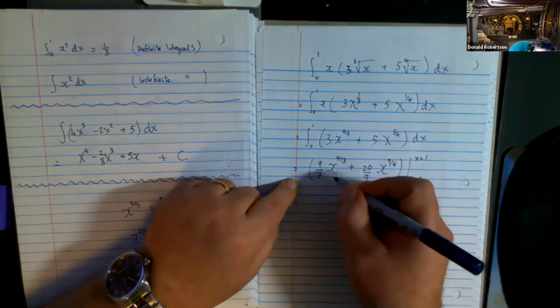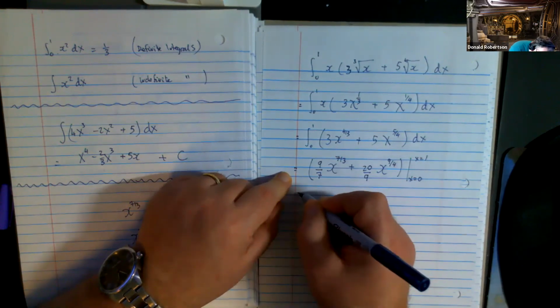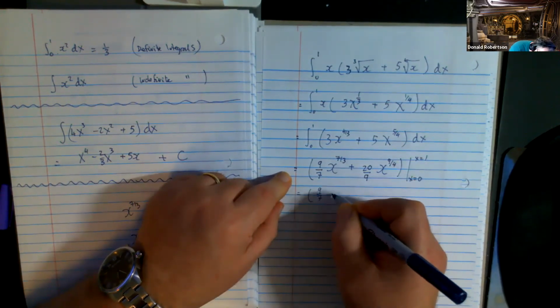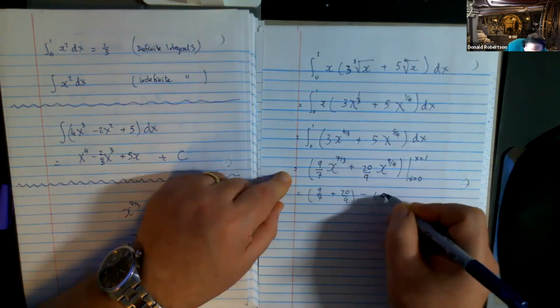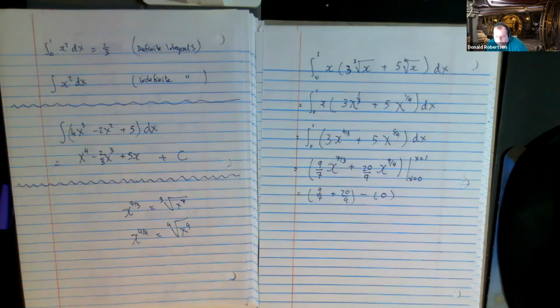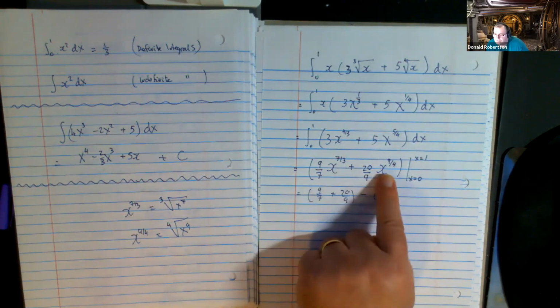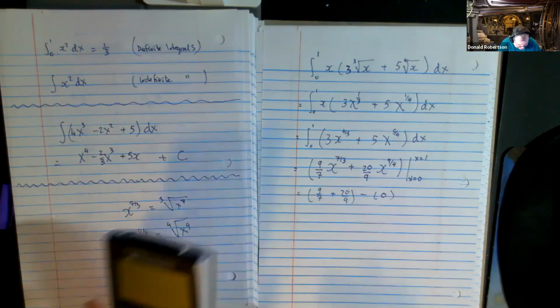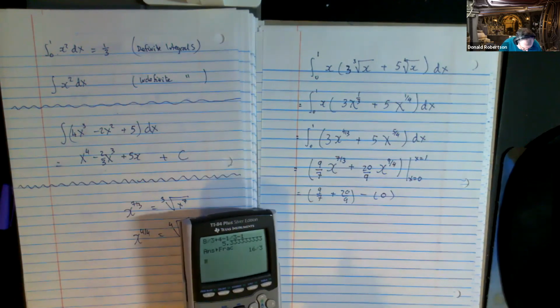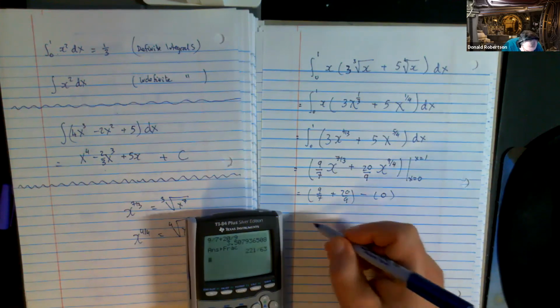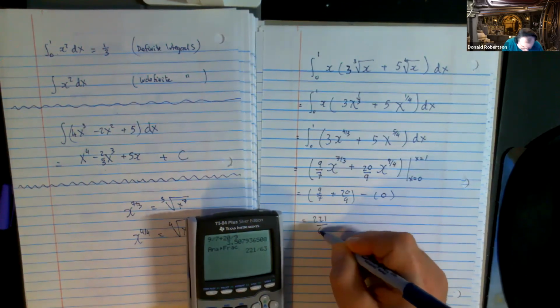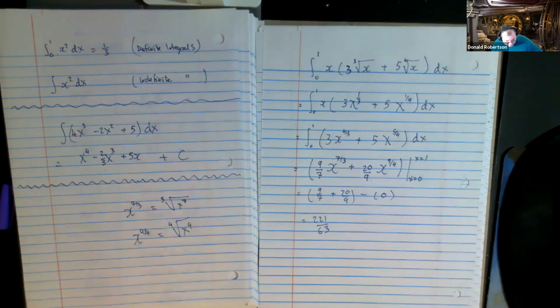So if you plug in 1 here, you're just going to get 9/7 plus 20/9. And if you plug in 0 here, aren't you just going to get a load of zeros? 0, 0. And then calculator time. 9/7 add 20/9, math button fraction, and 221/63. And we are finito.